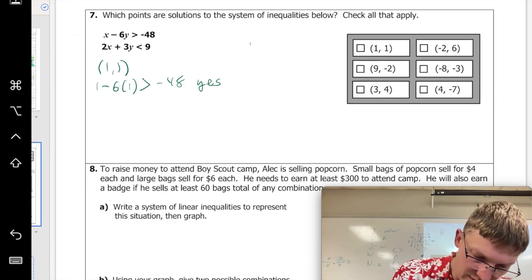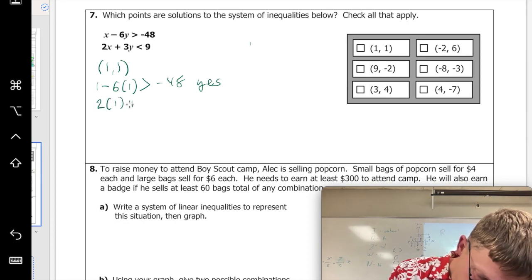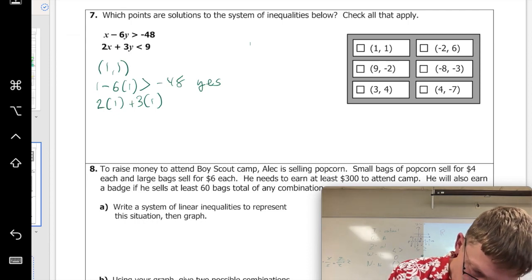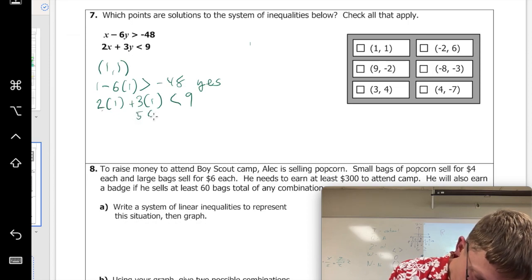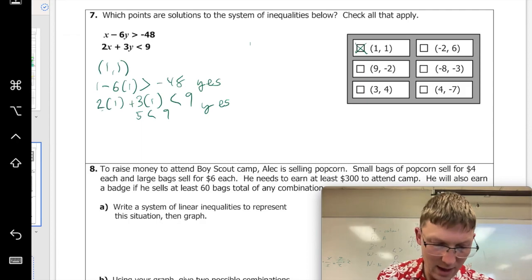So then we're going to do the second one. We've got 2 times 1 plus 3 times 1 is less than 9. So that's going to be 5, which is in fact less than 9. So yes, we would mark that as a potential solution.